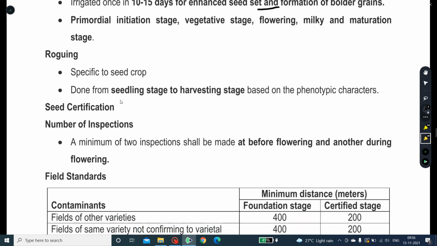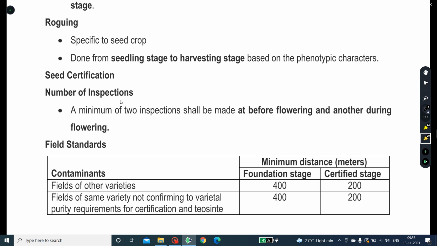The next one is roguing. It is specific to seed crop and it is done from seedling stage to harvesting stage based on the phenotypic characters. The off types can be identified through stem color, plant structure, number of leaves, auricles, nodal color, tassel color, sheath color, grain color, etc.